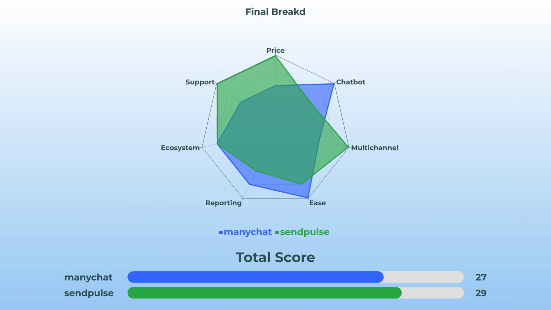Looking at the big picture, SendPulse wins at price, multi-channel stuff, and support. ManyChat dominates automation, reporting, and setup. Tie on integrations because, honestly, depends on your style. You can probably see it on the radar chart. Each has a lane they're built for.